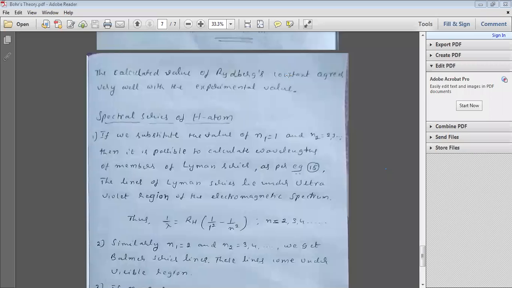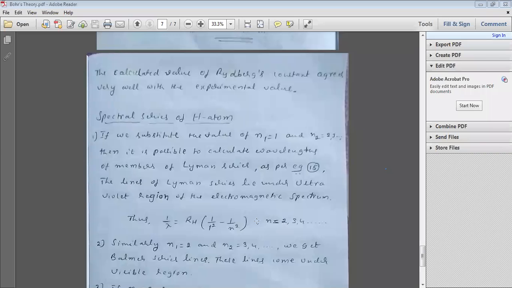So if we substitute n1 is equal to 1 and n2 is equal to 2, 3, 4, we end up with Lyman series lines of the hydrogen atom. The very first series of the hydrogen atom is called the Lyman series, and Lyman series lines are given by 1 by lambda is equal to RH into 1 by 1 square minus 1 by n square, where n values are 2, 3, 4, etc. And these Lyman series lines come under the ultraviolet region of the electromagnetic spectrum, and we have several members.